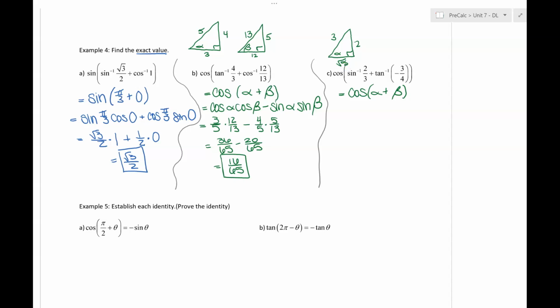Tangent. Tangent's negative. Inverse means I'm in the fourth quadrant, so beta's in the fourth quadrant. Tangent is opposite over adjacent, and yes, that 3 is going to be negative. 3, 4, 5 triple. Okay, here we go.